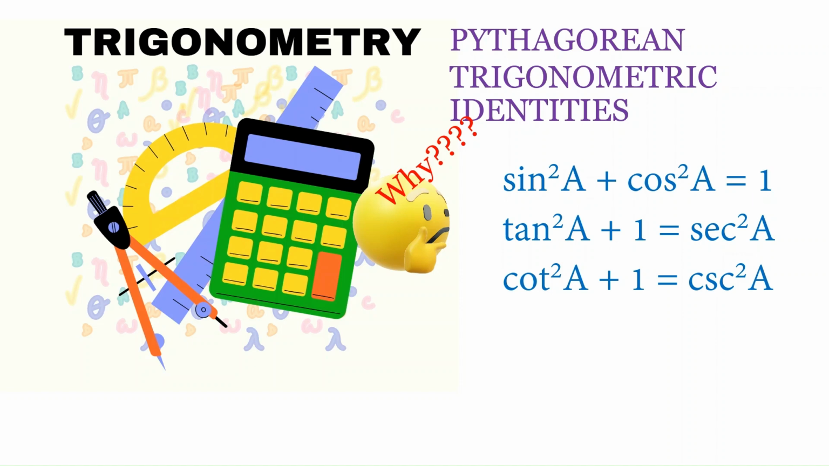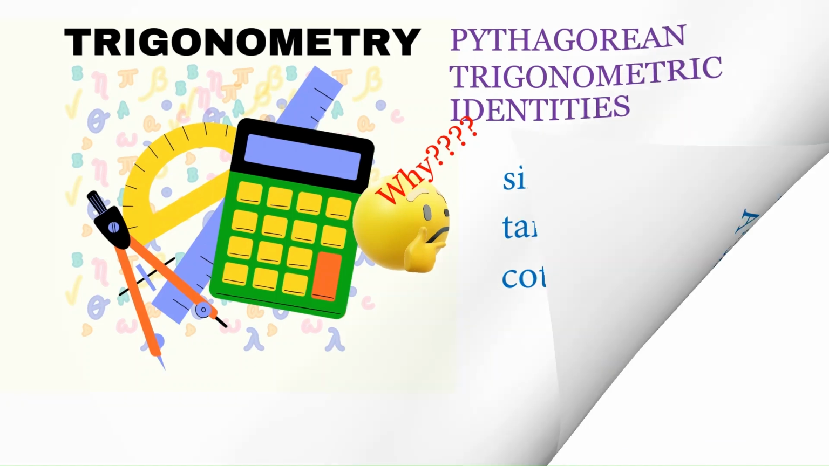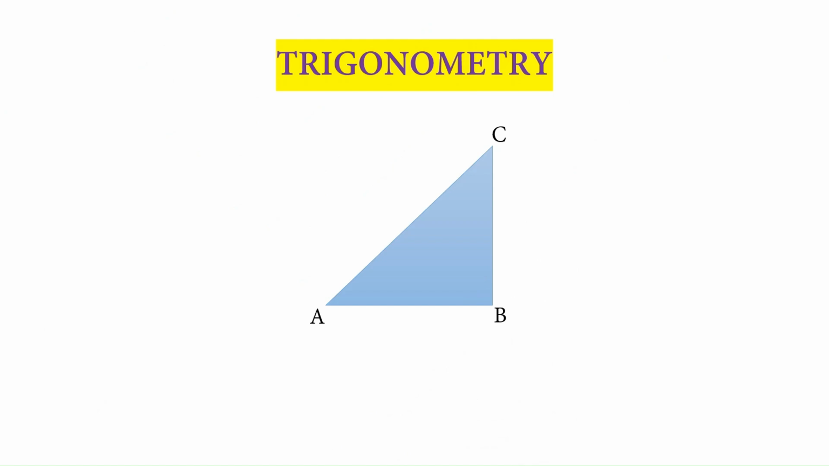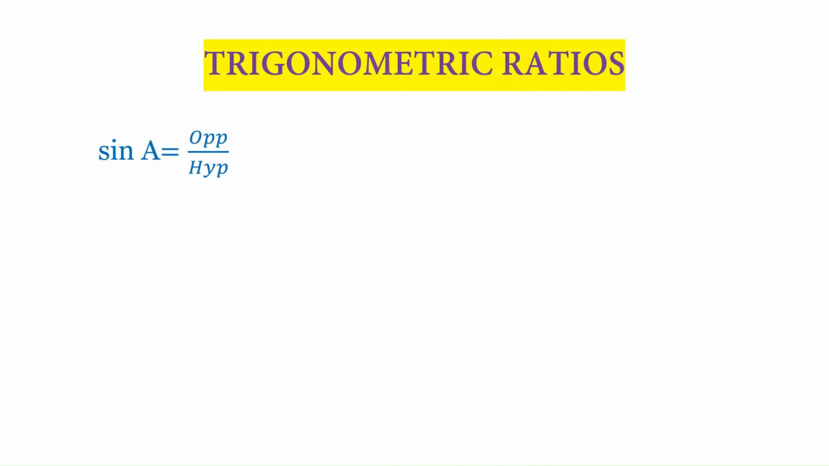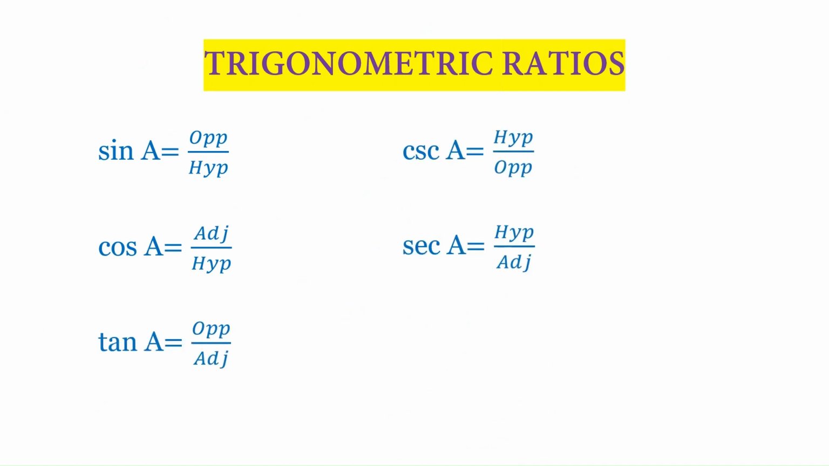To derive these identities, we have to know the basic elements of a right angle triangle. In this triangle, angle B is a right angle, and with respect to angle A, BC is the opposite side and AB is the adjacent side. AC is the hypotenuse. And we also know the six trigonometric ratios like sin theta, cos theta, tan theta, cosecant theta, secant theta and cot theta, and how to write these depending upon a triangle.